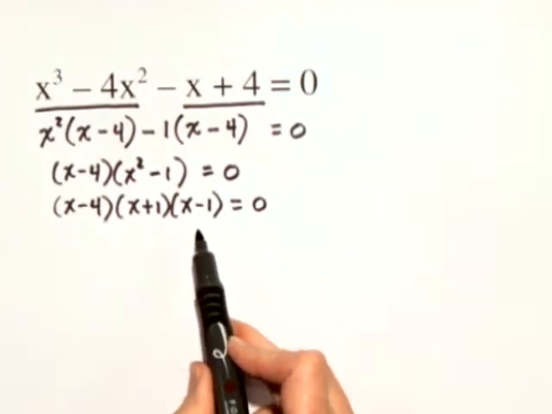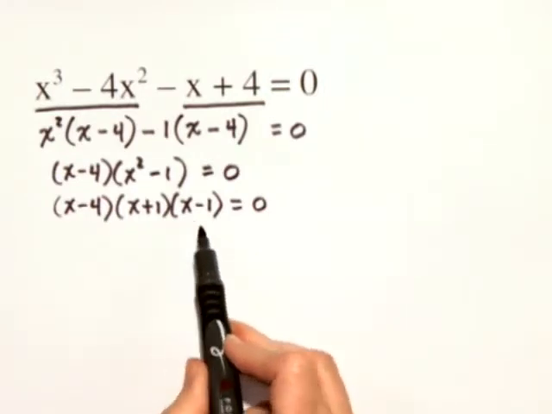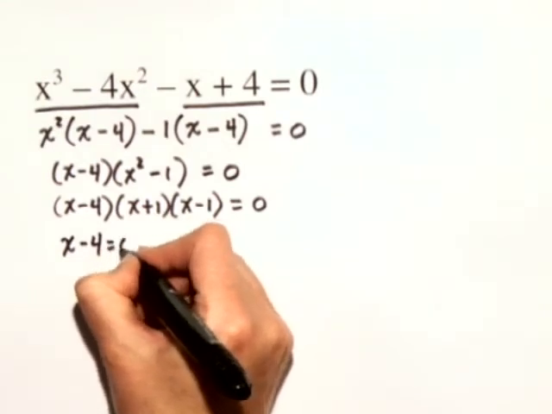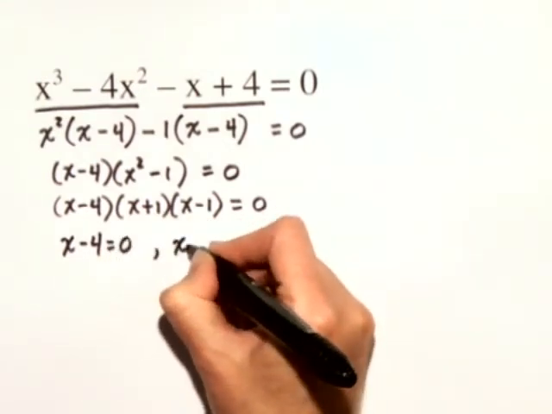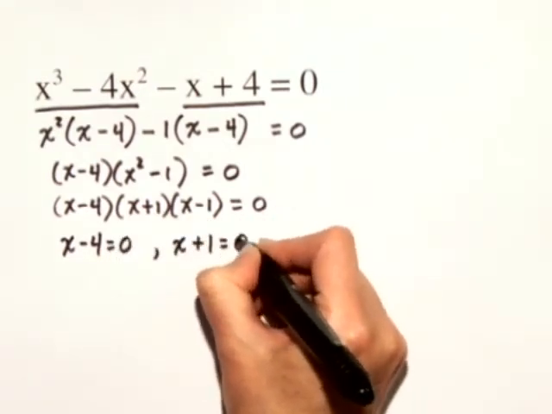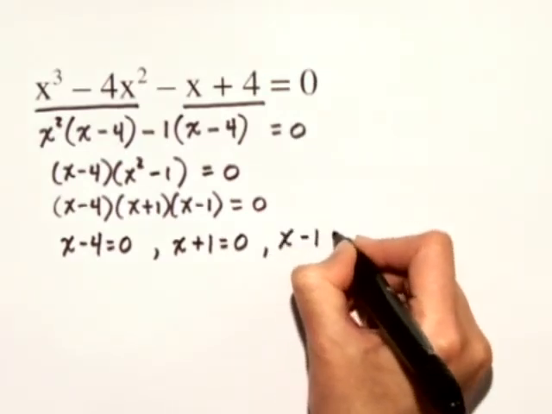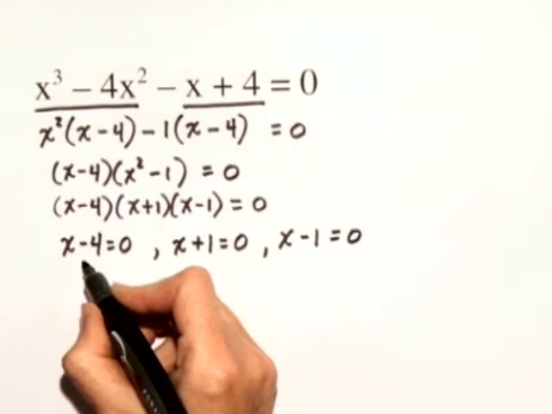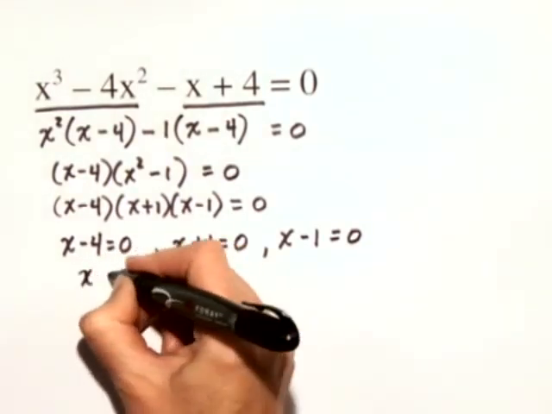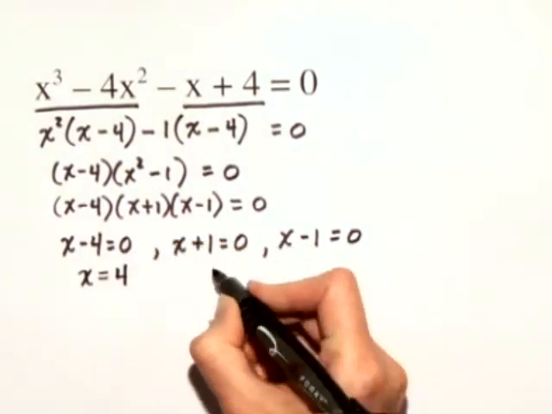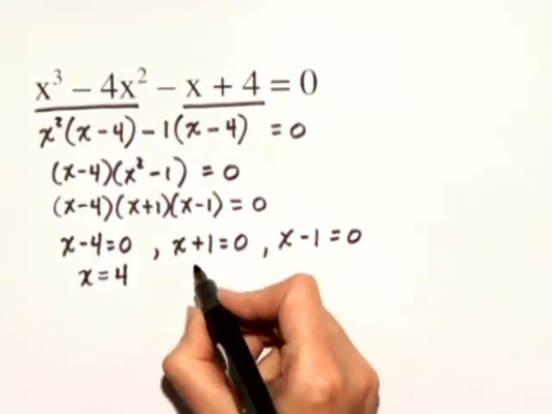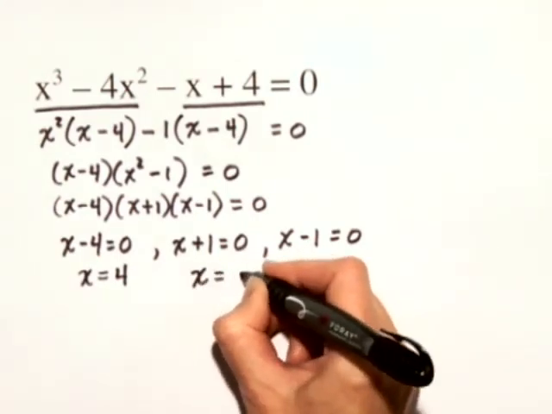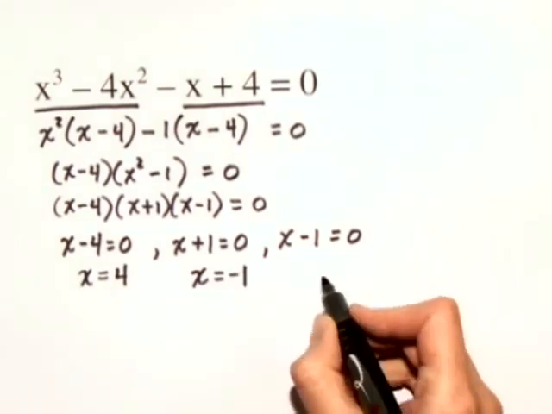We'll apply the zero product principle and set each factor equal to 0. So we have x minus 4 is equal to 0, or x plus 1 is equal to 0, or x minus 1 is equal to 0. Solving our first equation, x minus 4 equals 0, gives us the solution x equals 4. With the second equation, solving x plus 1 is equal to 0, we get the solution x equals negative 1.